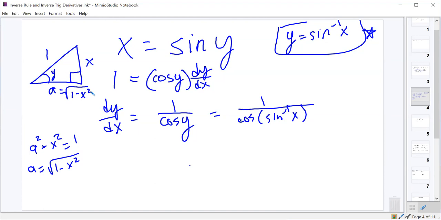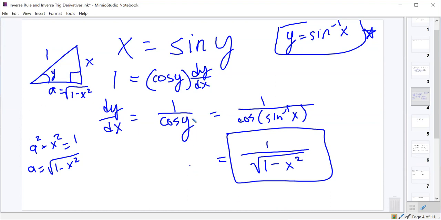So if the inverse sine of x is y, what's the cosine of y? We got a right triangle here. What's the cosine of y? It's adjacent over hypotenuse, right? It's 1 over root 1 minus x squared. That is the derivative of the inverse sine of x, all in terms of x.